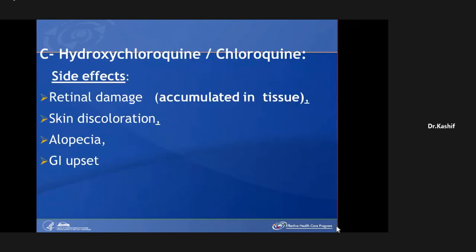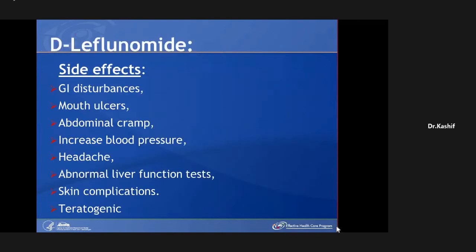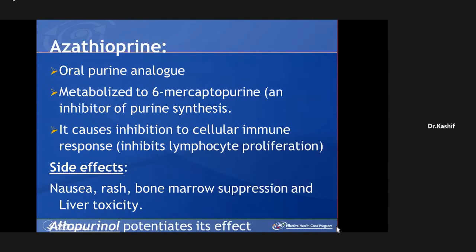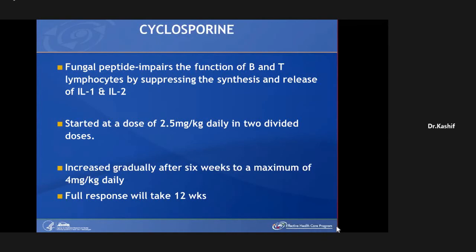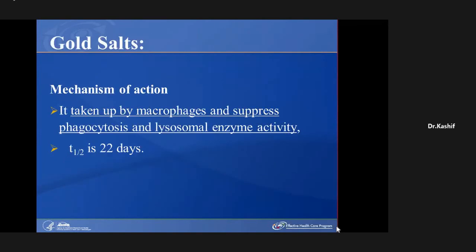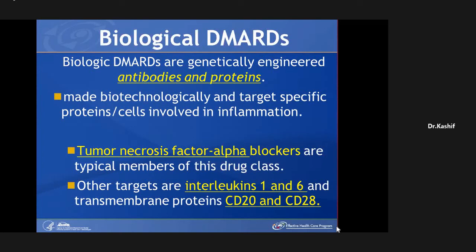Now we come to the second category, the second part of the talk, that is basically biological DMARDs. Nowadays, with the current advancement of different therapy, we have a new class of DMARD that is known as biological DMARDs. Biological DMARDs are basically genetically engineered antibodies and proteins, made with the help of biotechnology, and they target specific proteins. So this is known as biological therapy, because the drugs are genetically engineered from human DNA and they are DNA modified drugs. This is why they are also known as biological DMARDs.